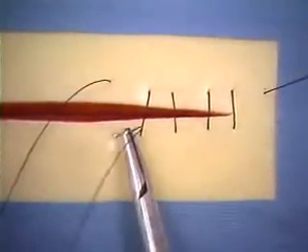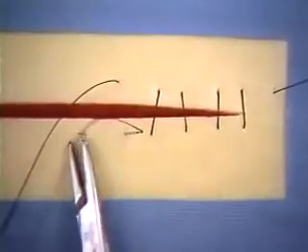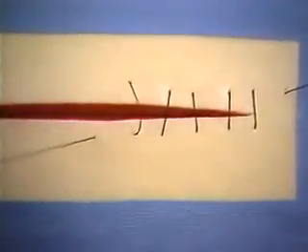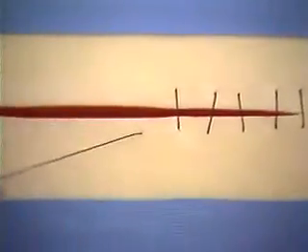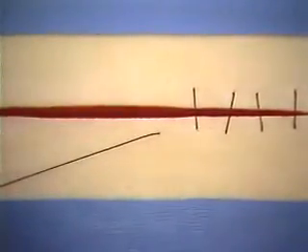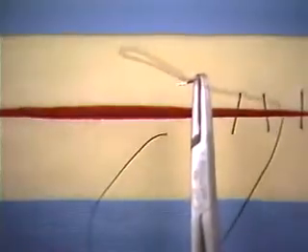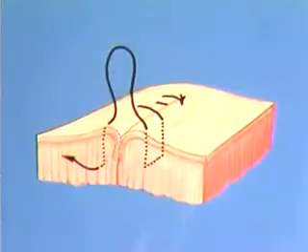This stitch is placed so that the suture crosses the incision perpendicularly. The pattern is continued and knotted at the end of the incision. This illustration shows a completed Cushing suture pattern.